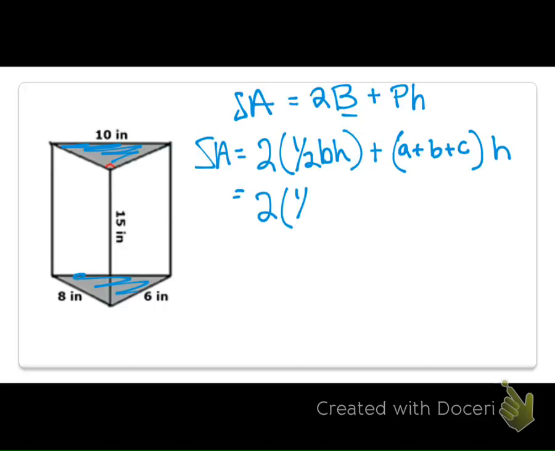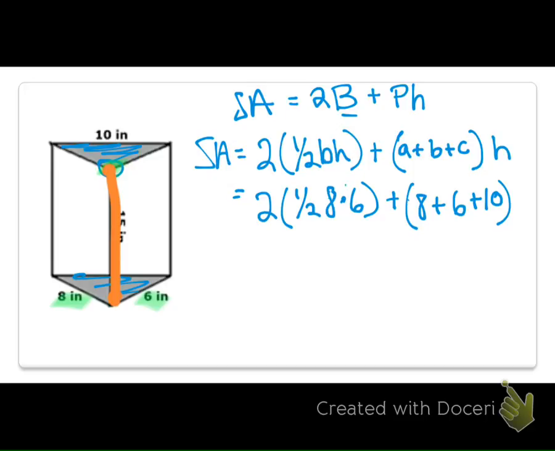Well, I have 2 times 1/2. Now to find the base and height, I notice that this is a right triangle over here with that right angle, so that means that 8 and 6 are my base and height. So I need 1/2 of 8 times 6, plus 8 plus 6 plus 10, times the height. And remember, if we're looking back from our volume, the height is the distance that connects my two bases together. So I'm going to be multiplying that times 15.